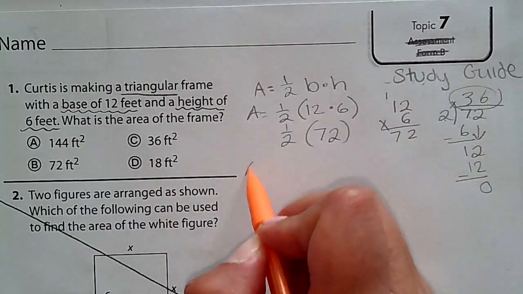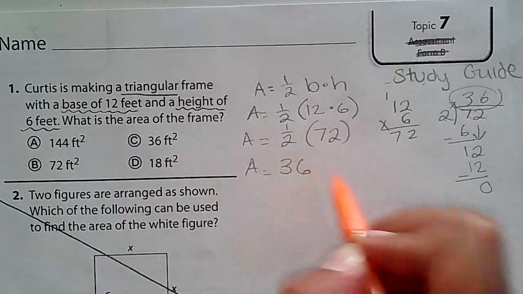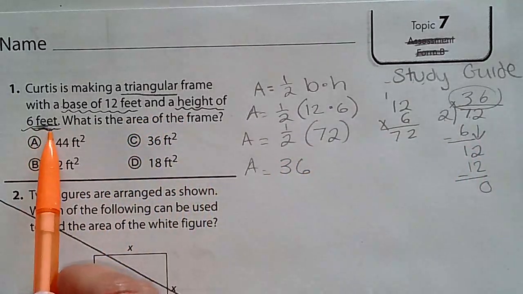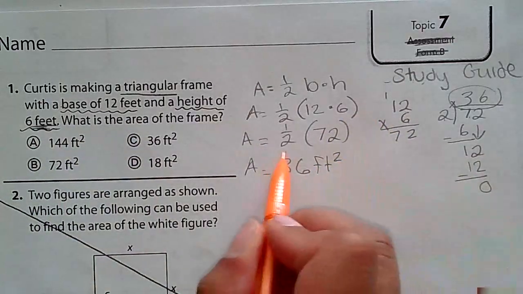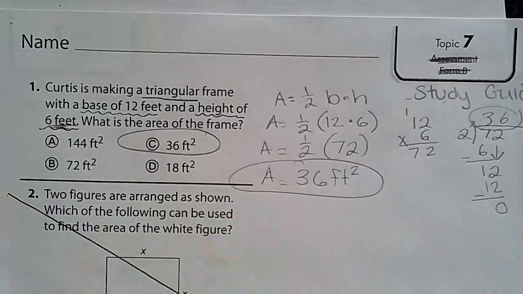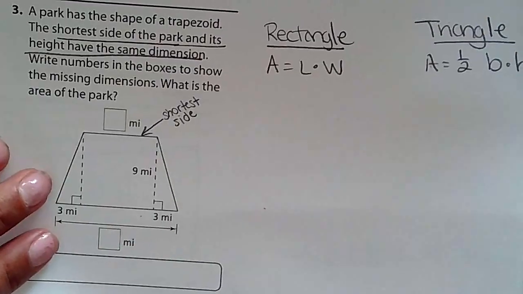So area, I forgot to write it here, equals 36. And the unit of measure, we're measuring in feet. So we have to write 36 feet squared. Okay. Number 2, we are not going to do. I gave you the answers for Savas.